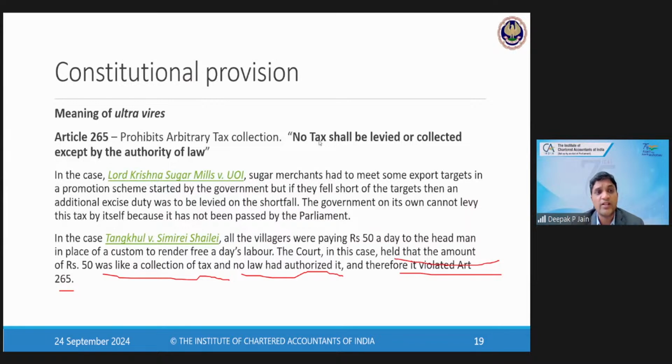Arbitrary means it is not fixed, it does not have rules, it is not logical, that is arbitrary collection. No, VAT and CST you don't have to understand, it's only for your reference.